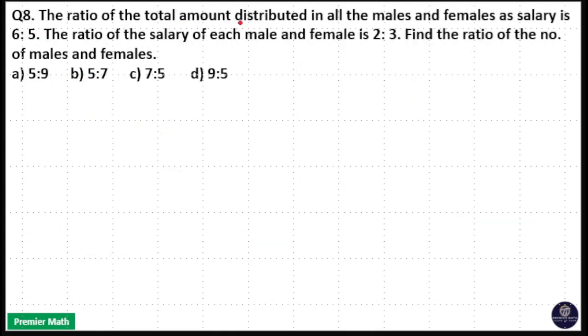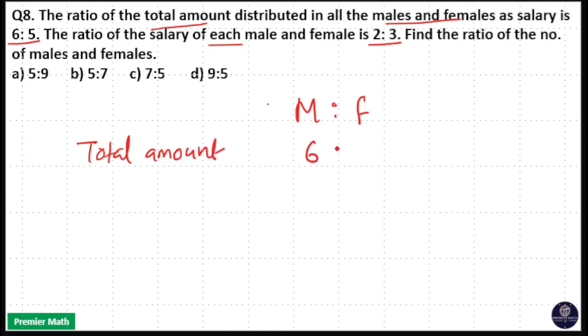Next is question number 8. The ratio of total amount distributed to all males and females as salary is 6 is to 5. The ratio of salary of each male and female is 2 is to 3. Find the ratio of number of males and females. So we have the ratio of total amount for salary as 6:5 for males and females. Salary of each male and female, that is salary per person, is 2:3.